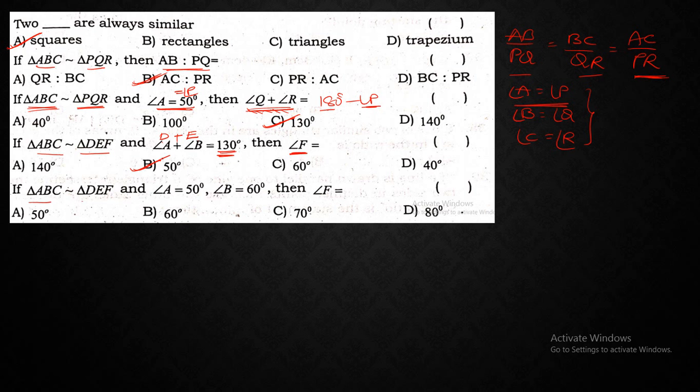Next, triangle ABC is similar to triangle DEF. Angle A is equal to 50, so angle D is equal to 50. Angle B is equal to 60, so angle E is also equal to 60. Now what is he asking? Angle F. Angle F means 180 minus of 60 plus 50. 60 plus 50 is 110. So 180 degrees minus 110 degrees is 70 degrees, right?